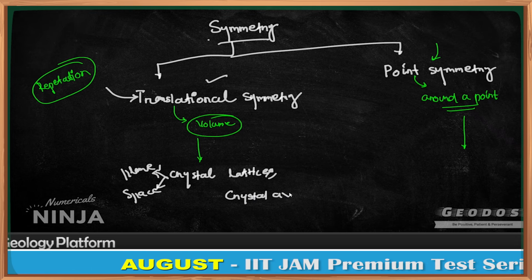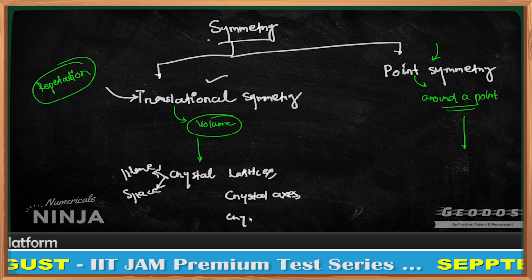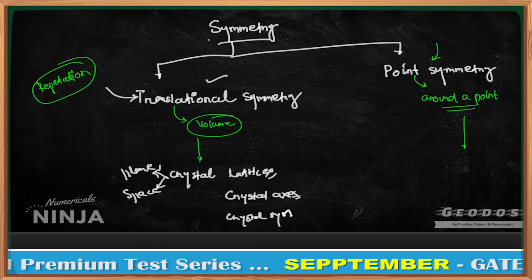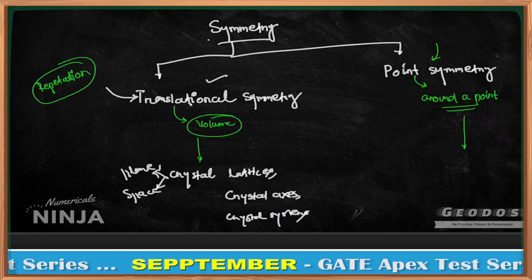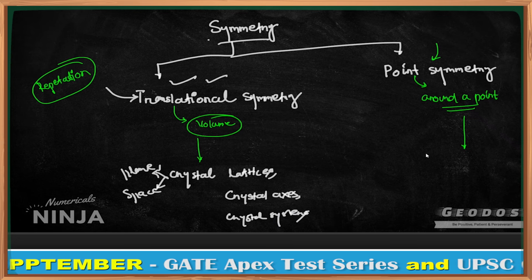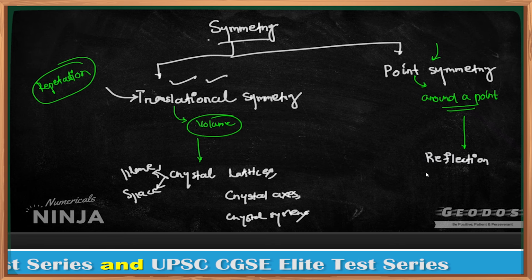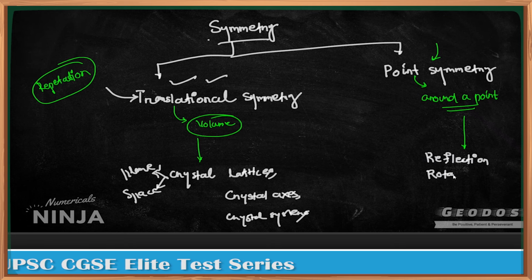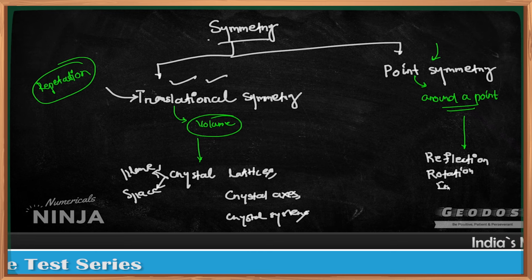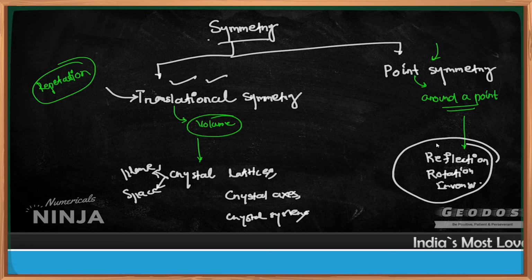Okay, and there will be crystal axes, and there are crystal systems. So these things come in the case of translational symmetry. And in point symmetry cases, you will get reflection, rotation and inversion. Yes, there are three things.